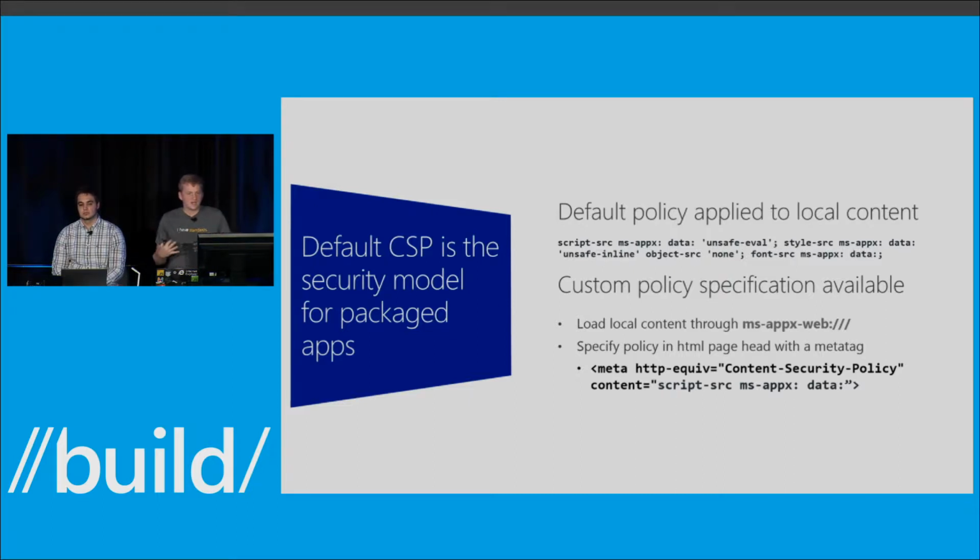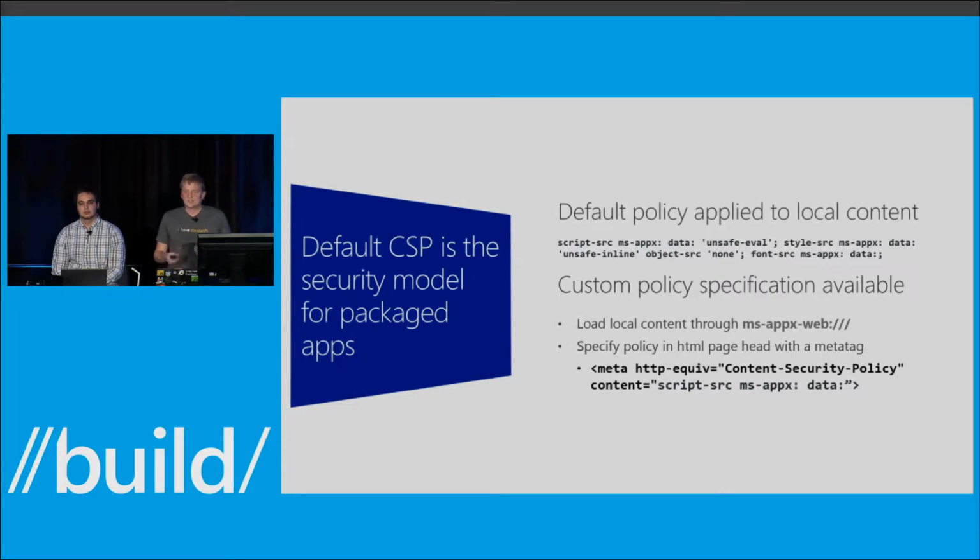So you can make it tighter. If you know that you're not going to need eval or inline CSS, we recommend you update your security policy to follow that coding standard as well, so that it locks down your app even more. If you're using a framework that might need some of these features that are blocked by default, well, then you can lessen your security policy as well.